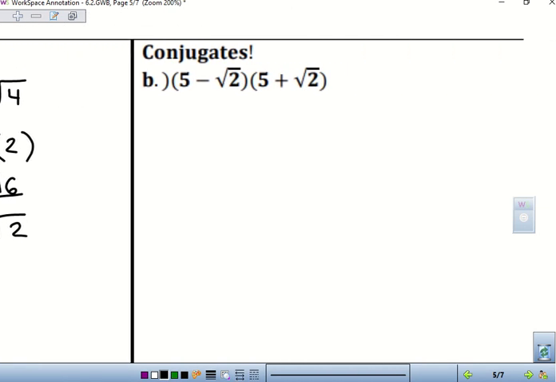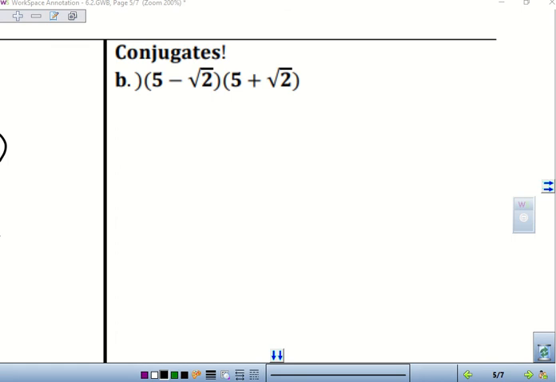Alright, so this is what we call a conjugate. Conjugates have a very important use in radical operations. They help us get rid of a radical binomial in the denominator. A conjugate is when you have two almost identical terms, but the only difference between the two is that they have a different sign between them. That's what defines a conjugate.